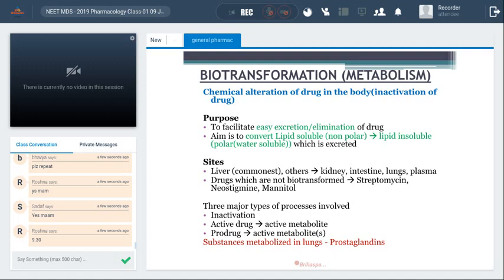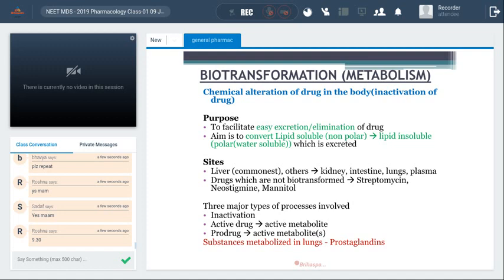Before it gets excreted, it has to undergo certain changes. Like a drug which was lipid soluble, if it remains lipid soluble, it will not get excreted easily. I told you it has to be water soluble. So this is the process which converts a highly lipid soluble drug to water soluble in order to make it favorable for getting excreted. That's all that is happening in metabolism, which means it is broken down to a form which is easily excreted. So it is chemical alteration of the drug in the body. It is just altering the drug in the body, or it is inactivating it.